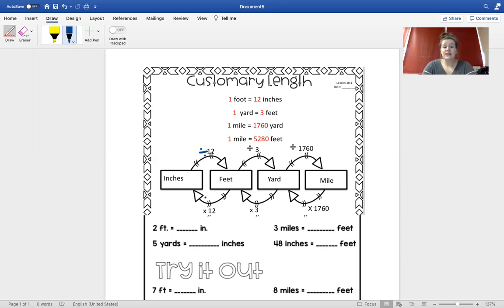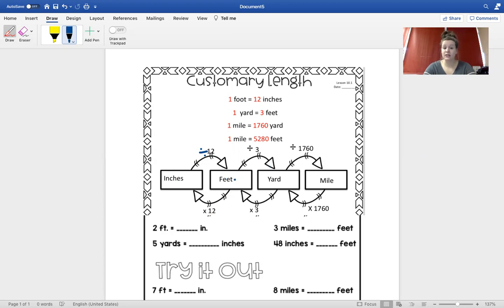So you can see that we can travel from inches to feet to yards to miles. You start at the smallest and you go to the biggest. If you go from small to big, you have to divide. If you go from big to small, you have to multiply. So because there are 12 inches in 1 foot, if we go from inches to feet, we divide by 12. If we go from feet to inches, we multiply by 12.